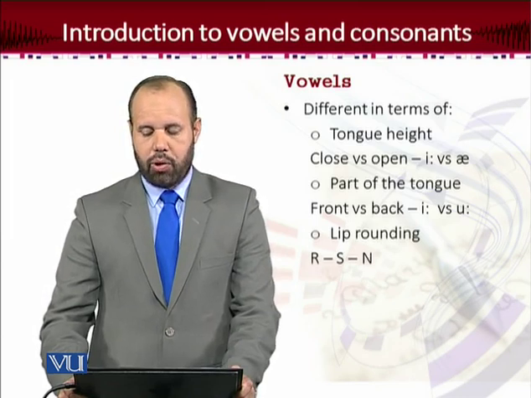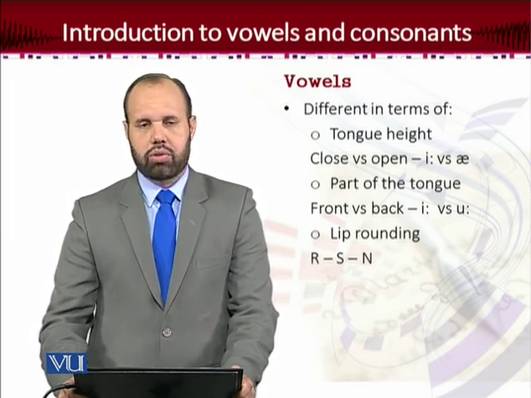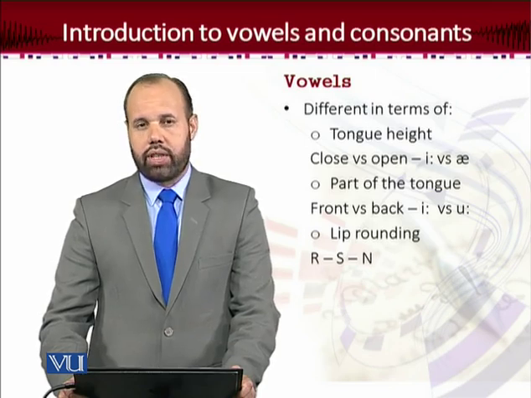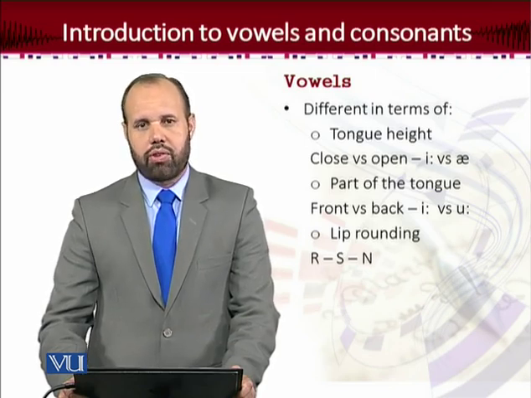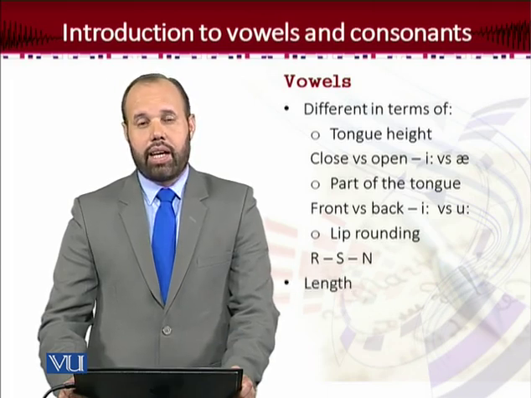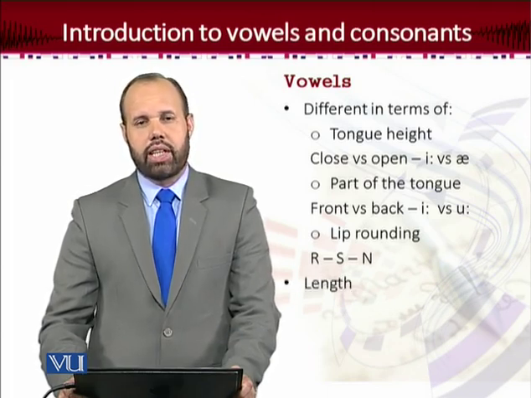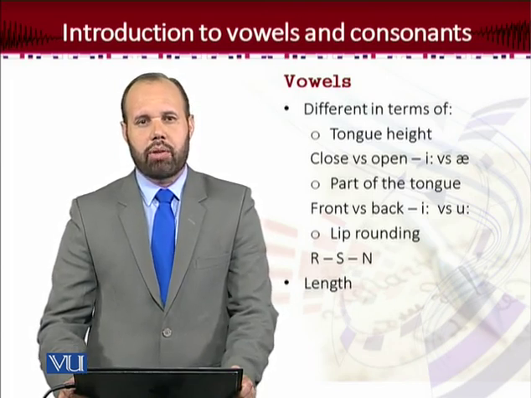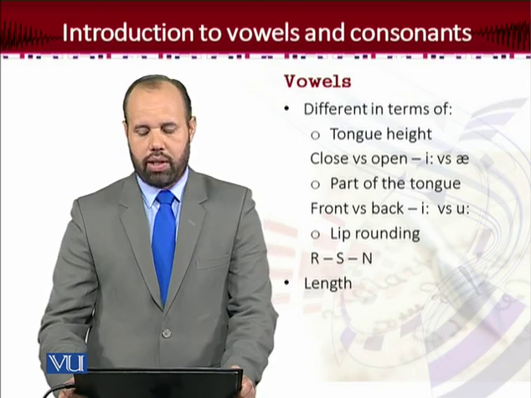And there is one more criterion which is used for differentiating among vowels, and that is lip rounding. There are three possible positions for lips: rounded, spread, or neutral, right? So we can also think about lip rounding. And apart from these three criteria, we can also differentiate among vowels in terms of length. There are short vowels, there are long vowels, right?